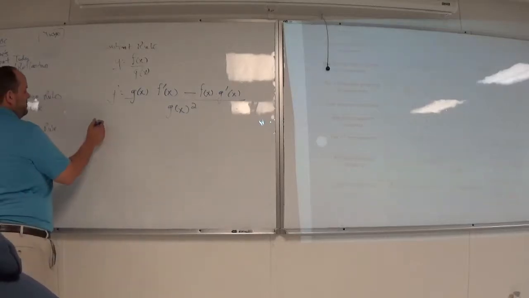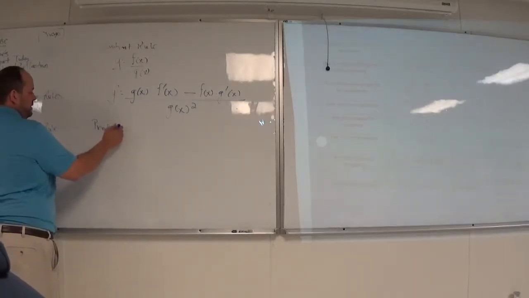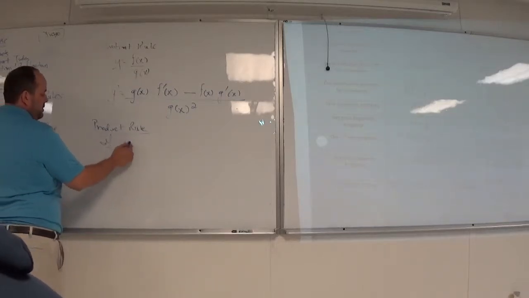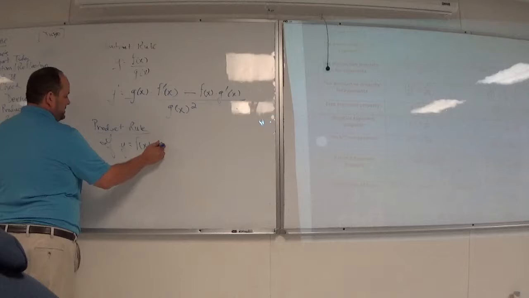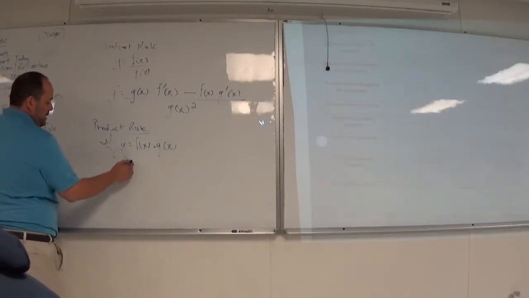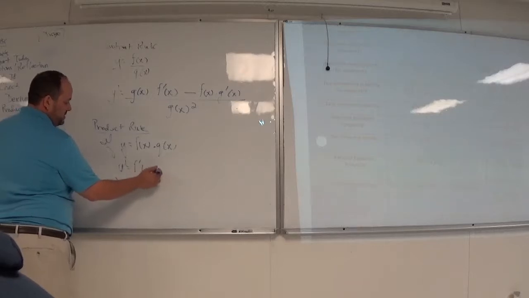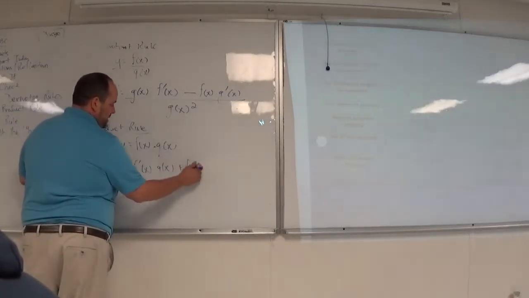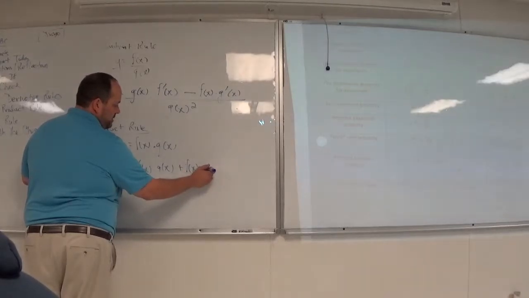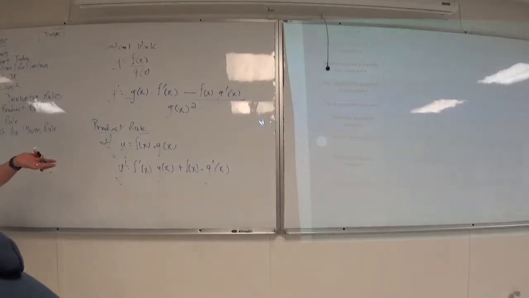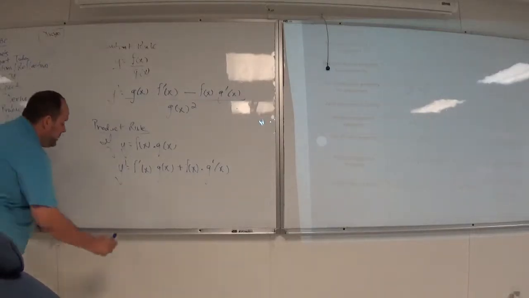We also have the product rule. Chris, how are you feeling about the product rule? Good. You've got f of x times g of x. Chris, how do we find the product rule? f prime of x times g of x plus f of x times g prime of x. These are two derivative rules that we need to know well.